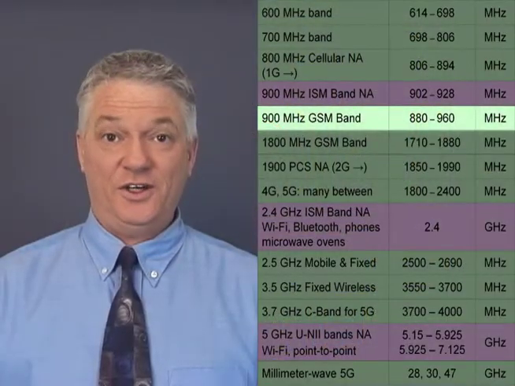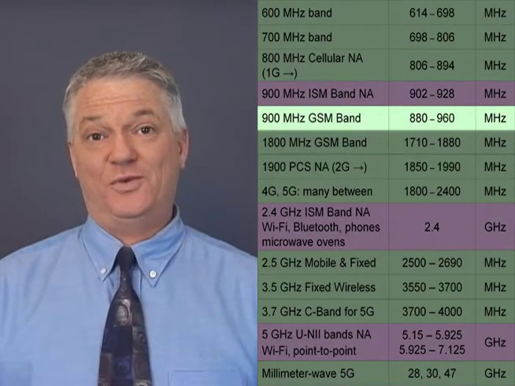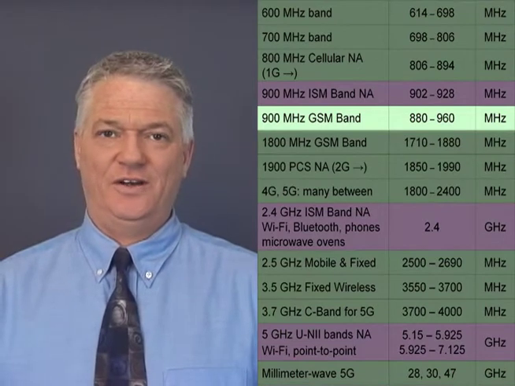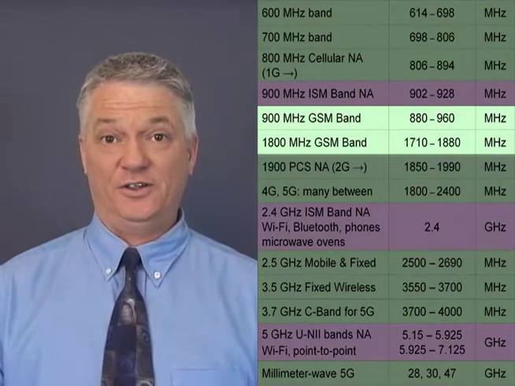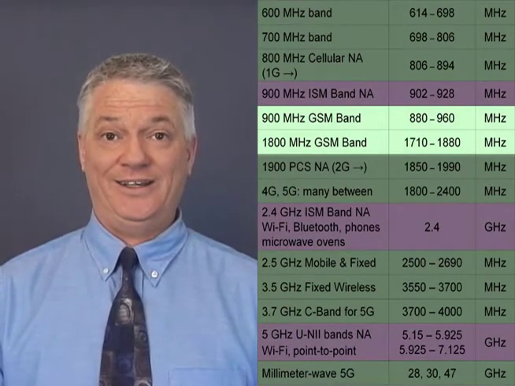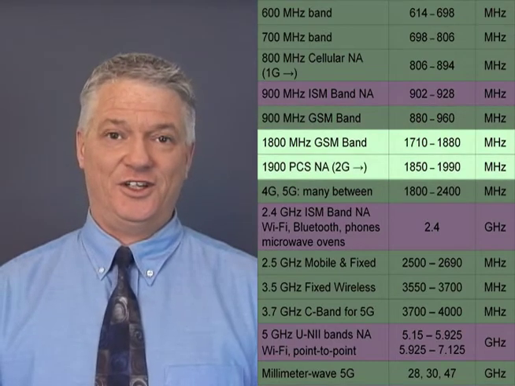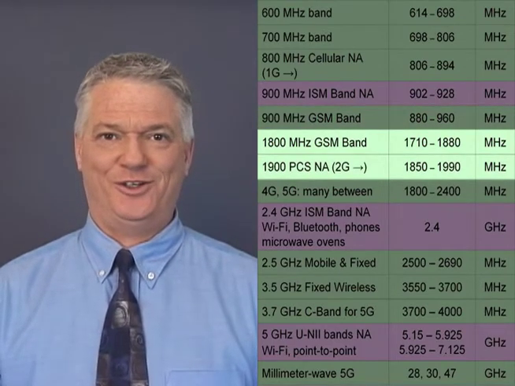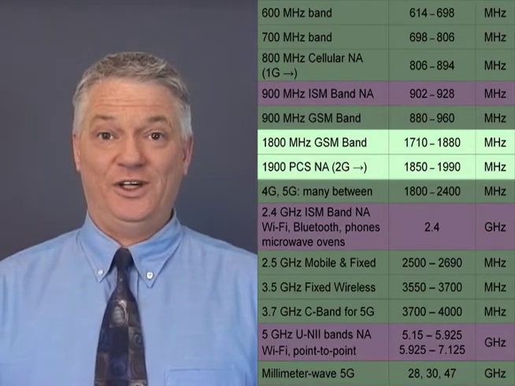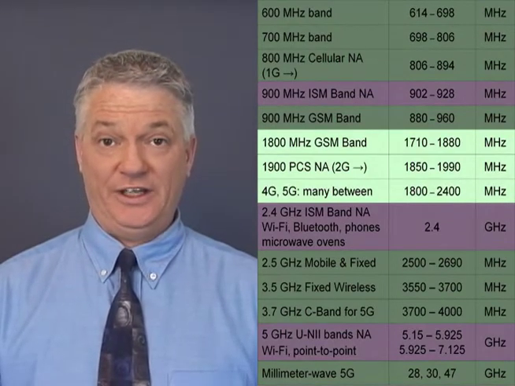900 MHz in the rest of the world was where the first generation of cellular was deployed, and then subsequently the second generation was deployed on the 900 MHz band. This second generation of cellular, called GSM in Europe, was deployed at the 1.8 GHz or 1800 MHz band. In North America, the second generation of cellular, which we'll see was called PCS, was deployed at 1900 MHz, 1.9 GHz.